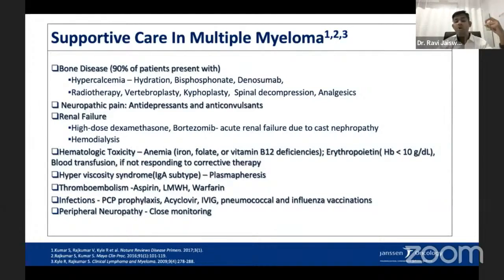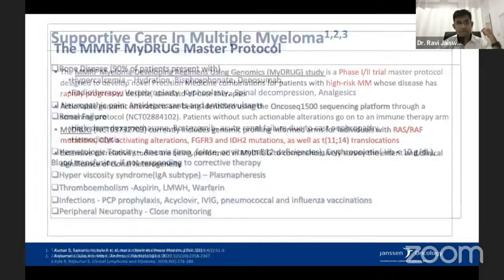Anemia may not always be related to the disease or the drug that you use. There could be a contributory factor like iron, folate, B12, which has to be corrected. Always remember to put them on aspirin and LMWH prophylaxis. Very important to vaccinate these patients. Vaccination is very important, particularly in our settings, and close monitoring of peripheral neuropathy.